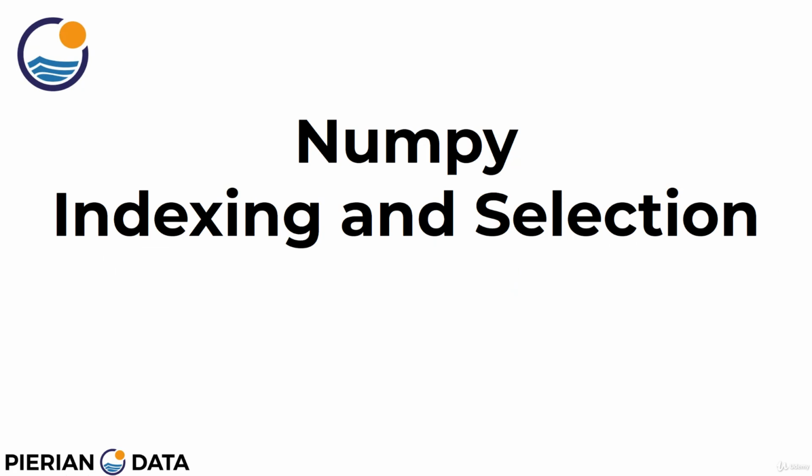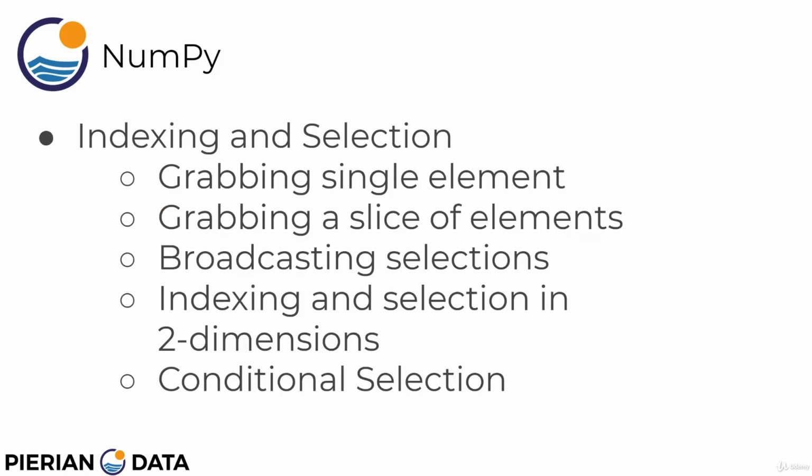Welcome back, everyone. In this lecture, we're going to talk about indexing and selection in NumPy. Specifically, we'll first talk about grabbing a single element, then expand this to grabbing a slice of elements. Then we'll talk about broadcasting those selections, indexing and selection in 2 dimensions, and then we'll talk about a very important topic called conditional selection, which we will also see a lot in pandas and dealing with data and data cleaning in general. Let's head back to the notebook and get started.